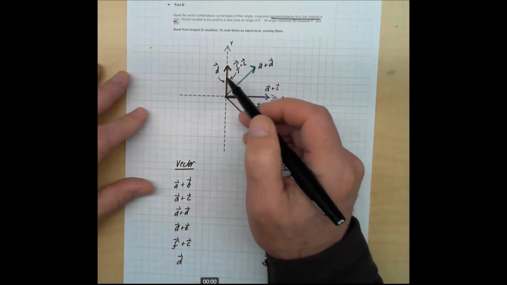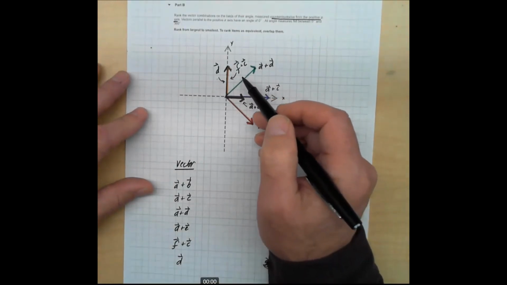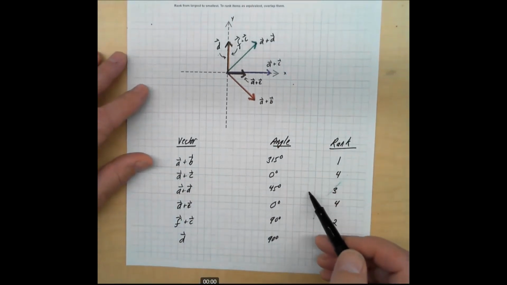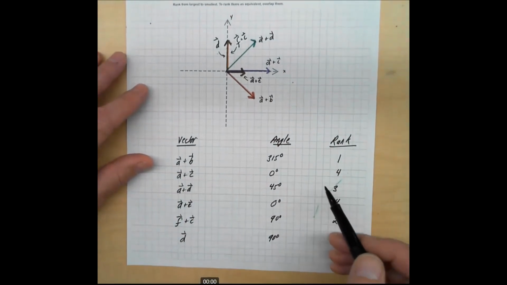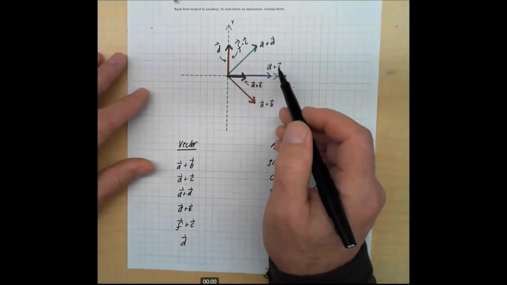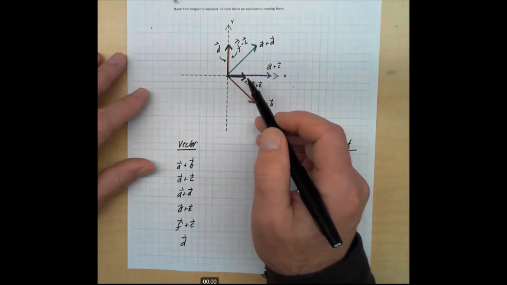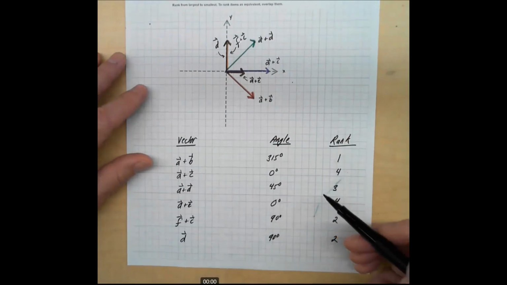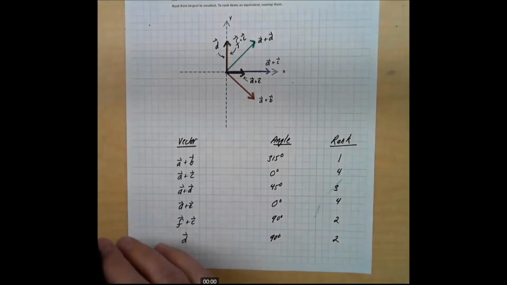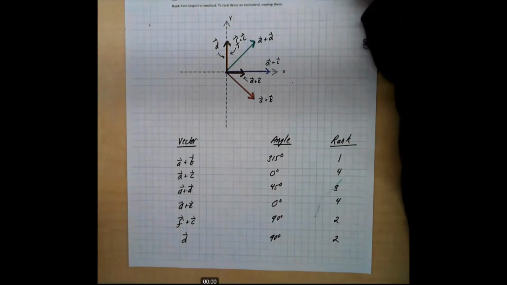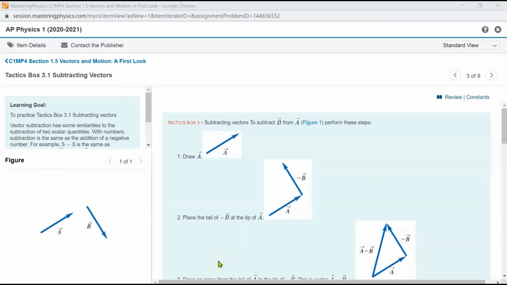Then comes getting smaller angles. The next angle is A plus D. That's 45, 3rd place. And then vector A plus C and vector A plus E are tied at 0. There you go. What problem is this? Vector addition ranking task. Tactics Box 3.1, subtracting vectors.